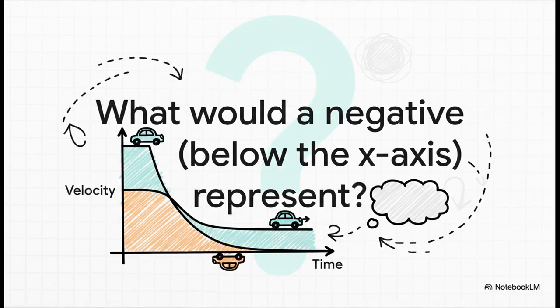And I'll leave you with a final thought to chew on. Everything we've looked at today has been above the horizontal axis, right? Positive velocity. So what do you think a negative area would mean? What would it represent if the line on the graph dropped below that zero line? What is the car doing then? Think about it. Thanks for tuning in.